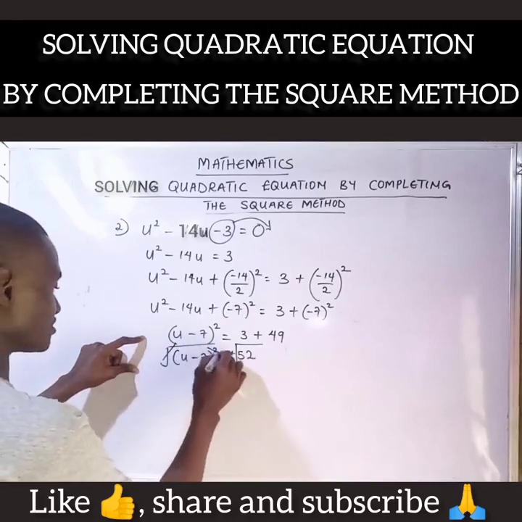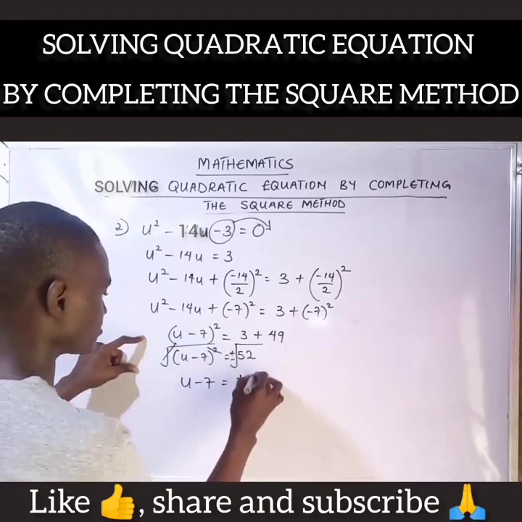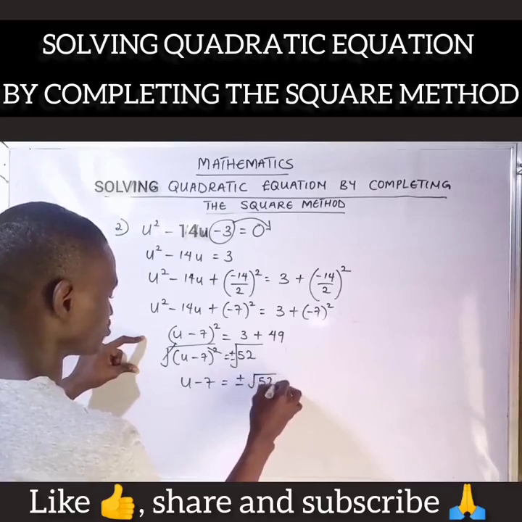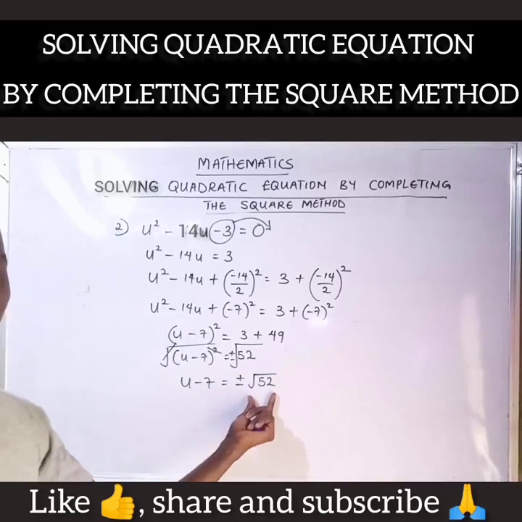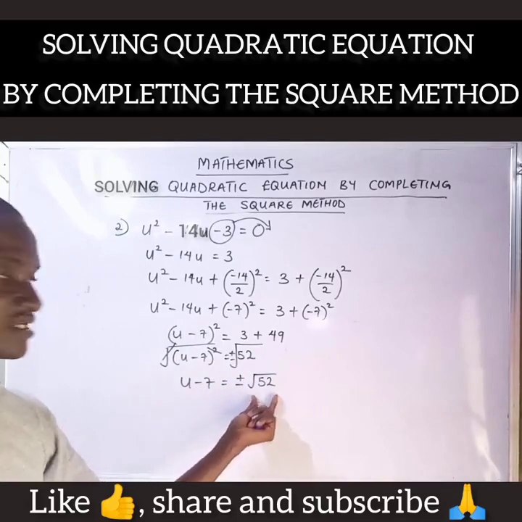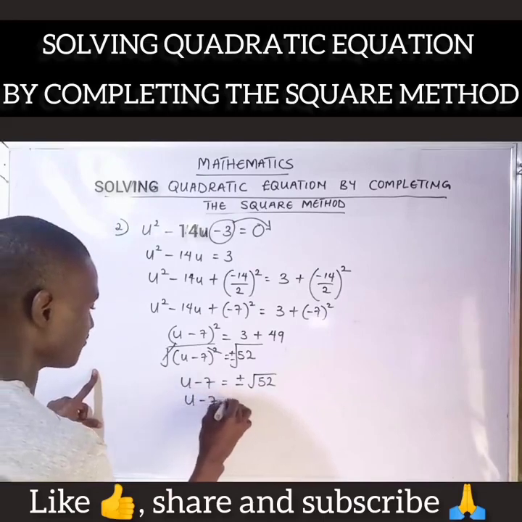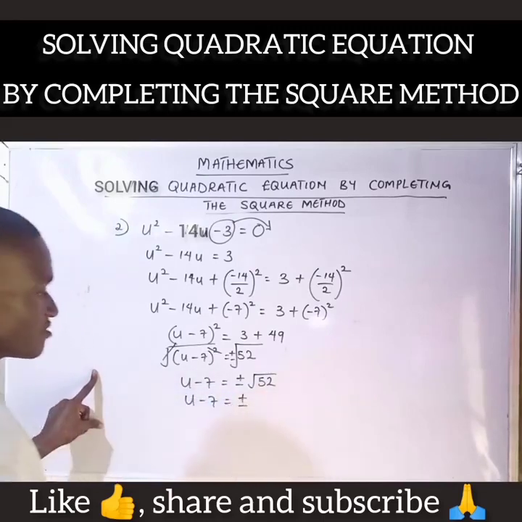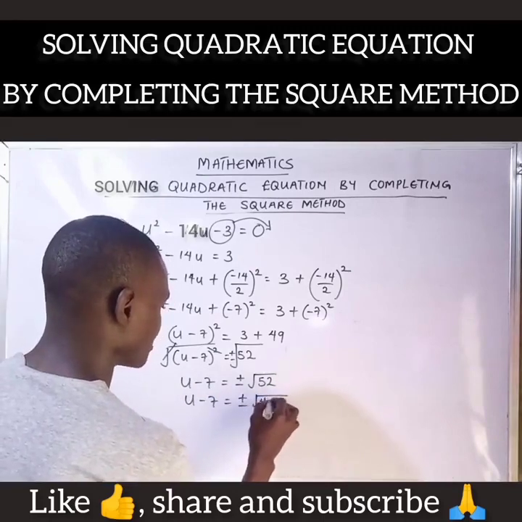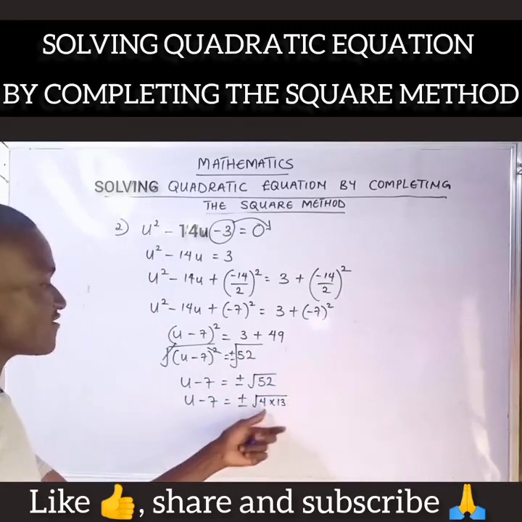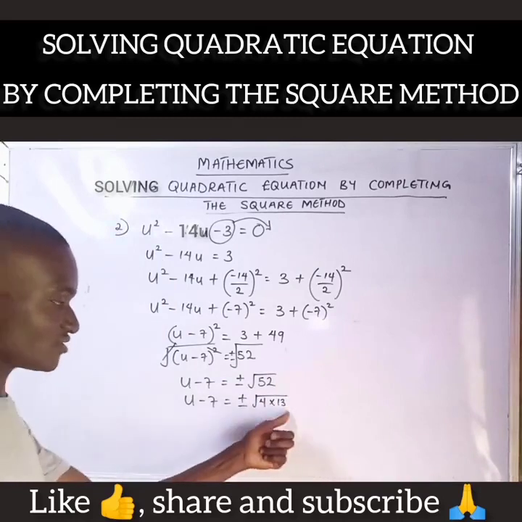This cancels this, and I have u minus 7 is equal to plus or minus the square root of 52. So there is a way I can simplify this, and what I'm going to do is write u minus 7 equals plus or minus the square root of 4 times 13. Now 4 is the highest square that can divide 52, and that is why you see me do this.